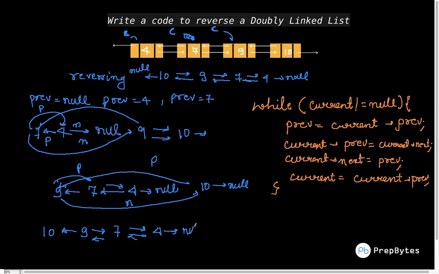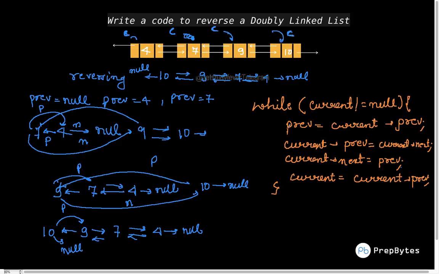4 next was null, and then we have 10. The prev of 10 is still pointing to 9, and the next of 10 is still pointing to null. This is how my list looks. I update my current equal to current prev, so now 10 becomes my current.